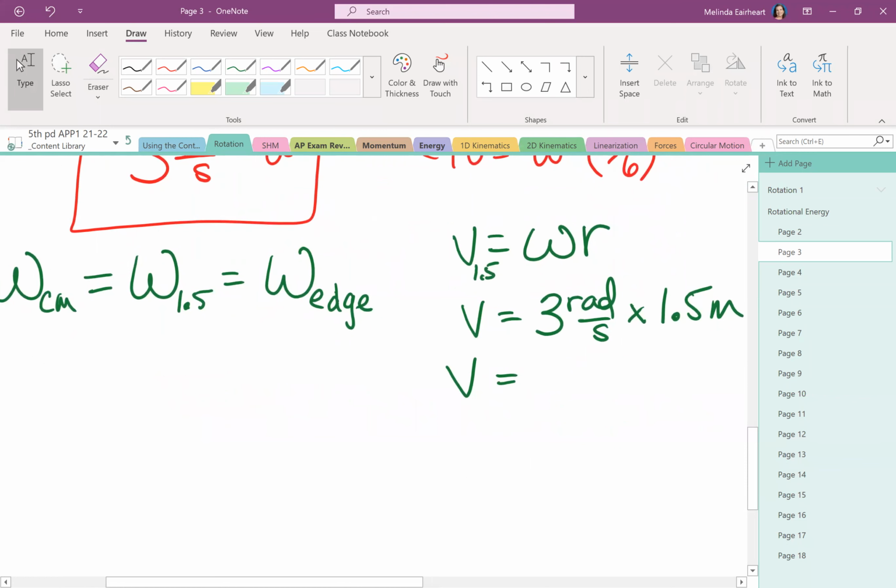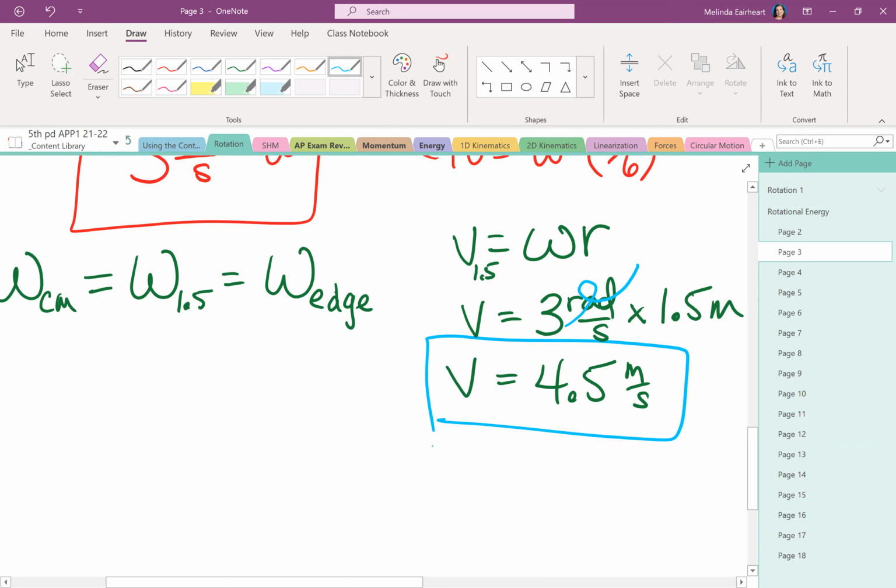And so what do we get here? 4.5, and what's our unit? Yeah, so now that meters is here, we don't need radians anymore, right? It's not a physics unit, it's a placeholder unit to use as needed. And so 4.5. If they wanted the edge of the rod, you'd multiply by 2. If they wanted the center of mass, you'd multiply by 1. Good deal? Okay. Questions on page 3.